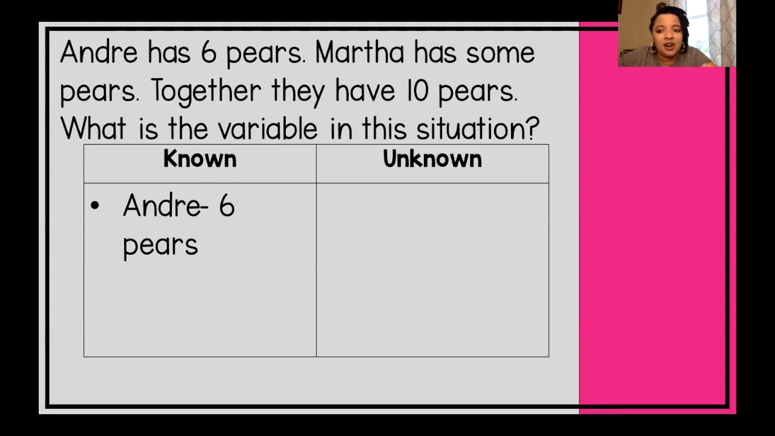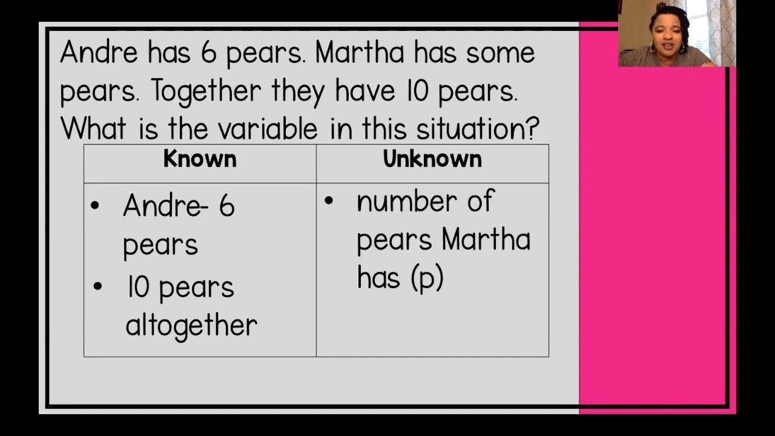I know that Andre has 6 pairs, and I know that they have 10 pairs altogether. What I don't know is the number of pairs that Martha has, and I'm going to use P to represent pairs. Finally, let's write an equation. 6 pairs for Andre plus the number of pairs that Martha has, which is P because we don't know that one, equals 10. So the variable there is the number of pairs, or P.